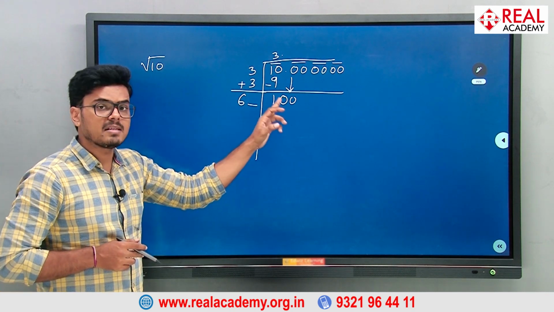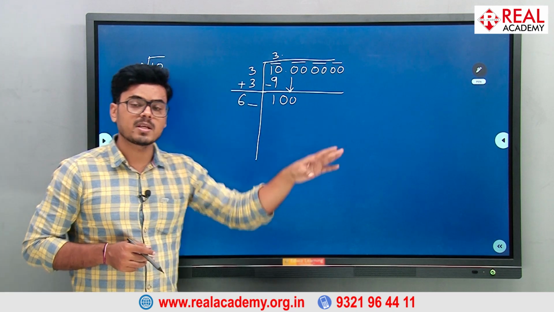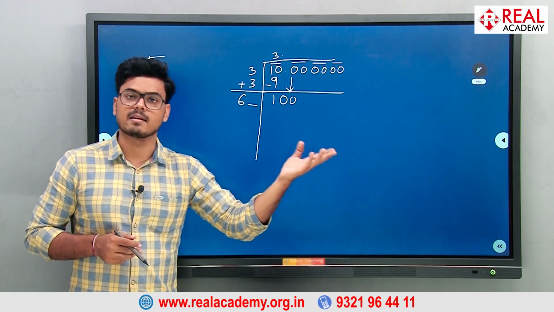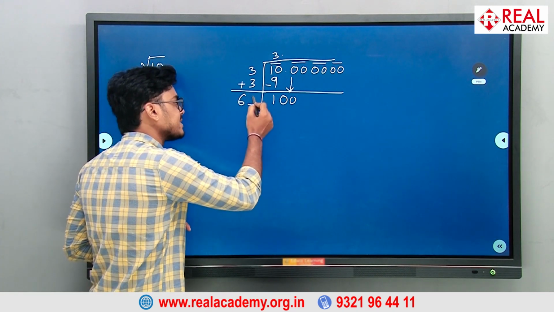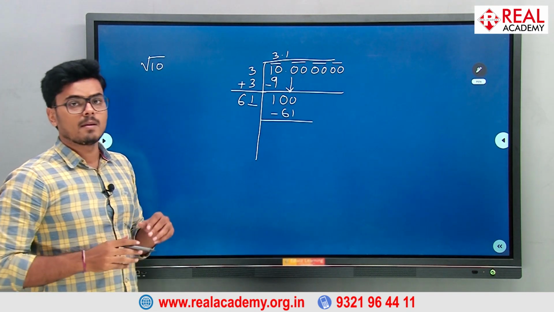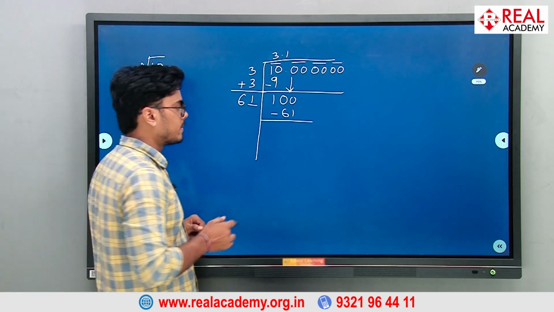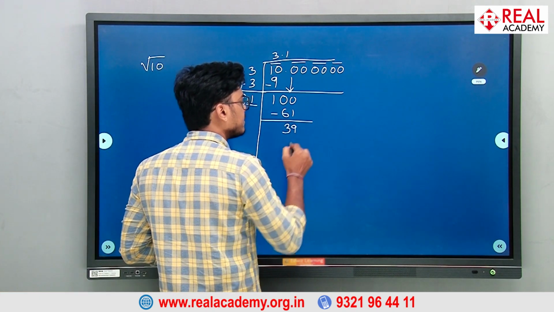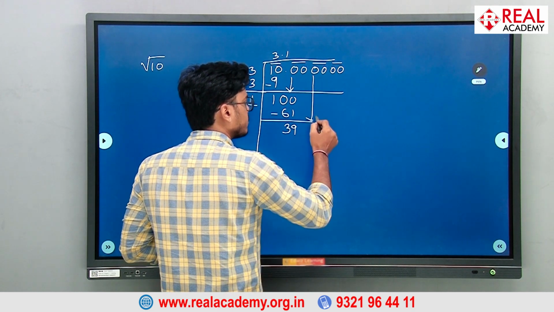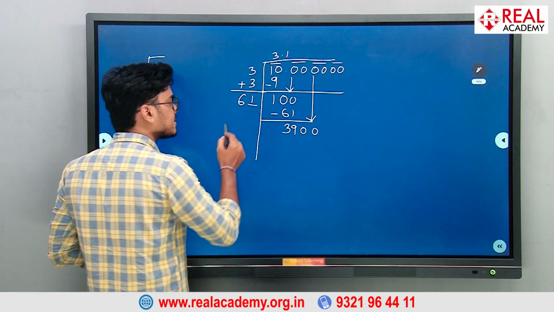We need a number near to 100, less than or equal to 100. So 62 को अगर मैं 2 से multiply कर दूँ, it will become more than 100, right? So I'll only have to take 61. 1s are 61. This is the only option I have. Okay, because 62 into 2 is more than 100. Now subtract this, you will get 39. Take the next pair of zeros down. Okay, so 3900 is the next number.